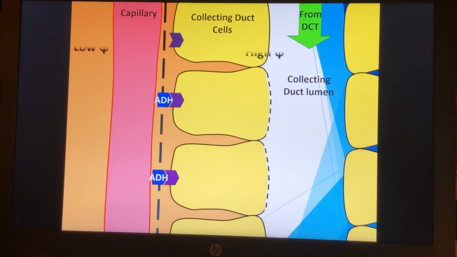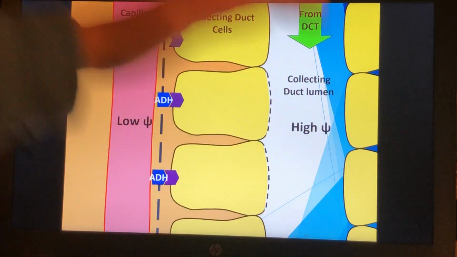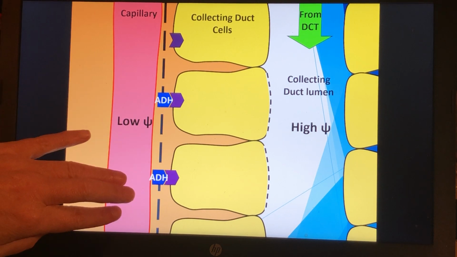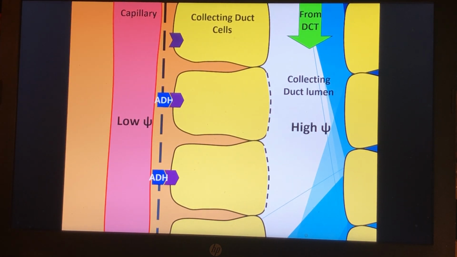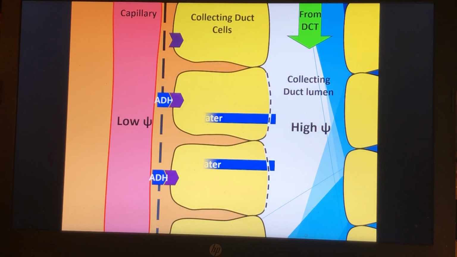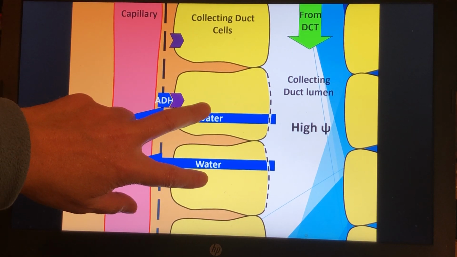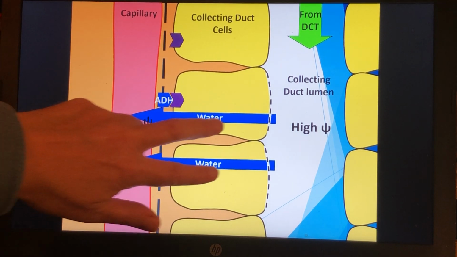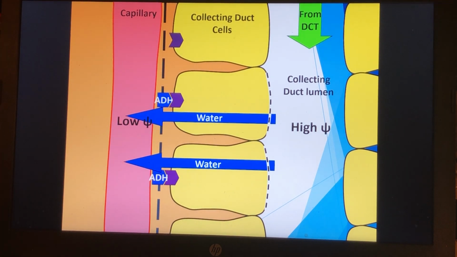Now, if you think about the fluid here, this has a higher water potential. It's going to be closer to zero. This is going to be more negative in the blood because it has so many things that are dissolved there, glucose and amino acids and so on. So water will move by osmosis into the cells, and that will cause its water potential to become higher than here, and so water will then move by osmosis into the blood capillary.